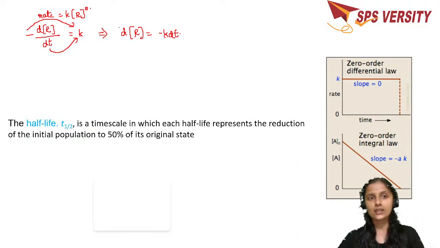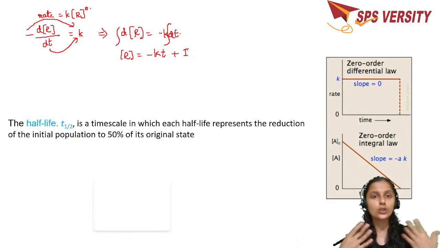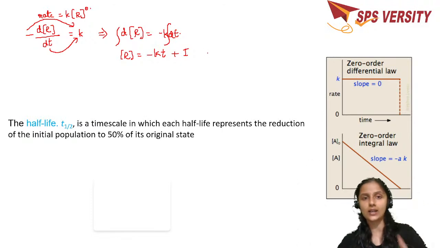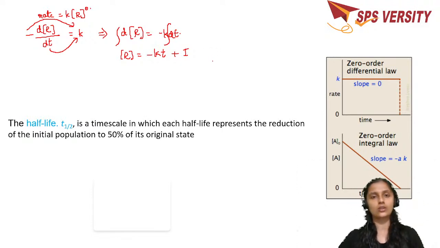If you integrate them, k is a constant, so we are keeping it outside. So it becomes R, which is equal to minus k, integration of dt becomes t, plus the integration constant I. You can use the integration constant as I, or you can use it as C according to your convenience. But there should be some meaning. You can't all of a sudden bring in x and add it. You can use either C or I. So this R is the concentration of the reactant at time t.